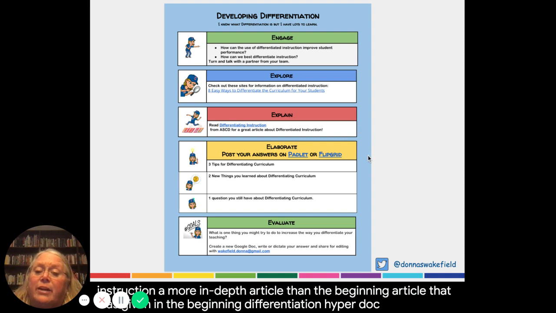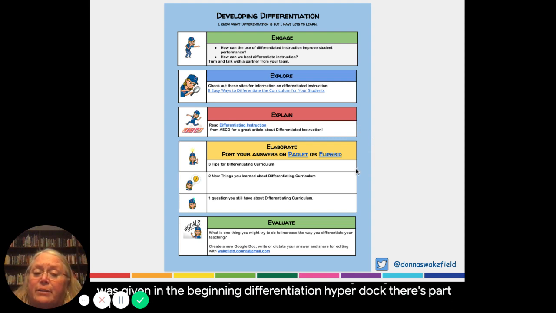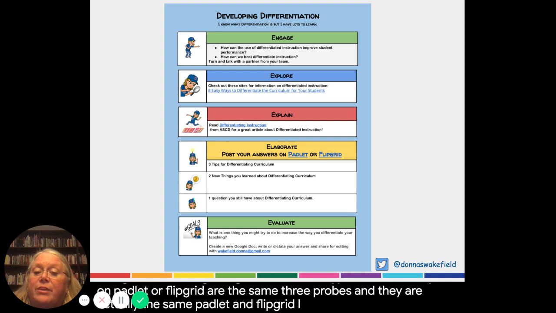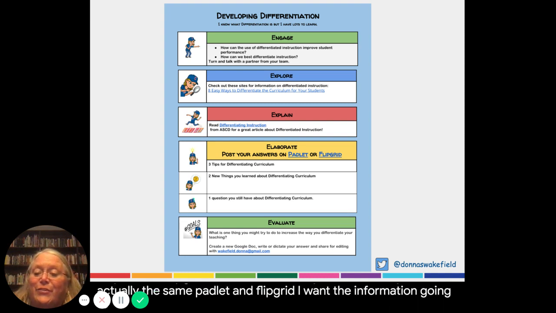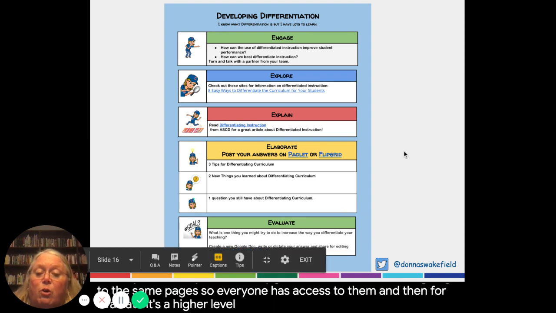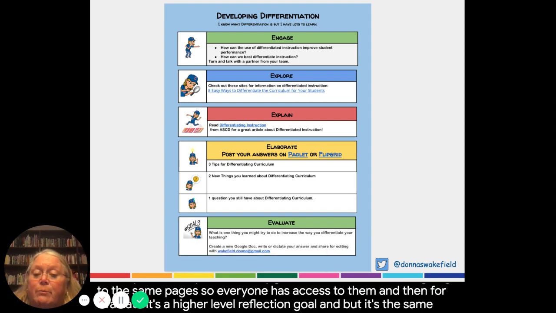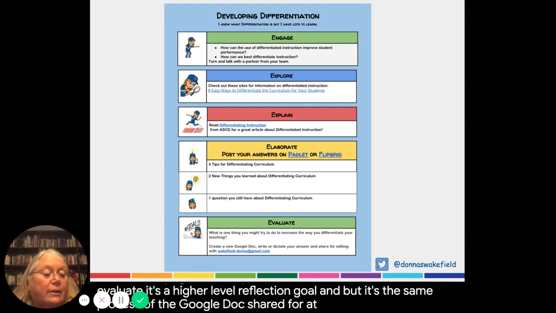Notice the elaborate, the post your answers part on Padlet or Flipgrid, are the same 3 probes, and they are actually the same Padlet and Flipgrid. I want the information going to the same pages so everyone has access to them. And then for evaluate, it's a higher level reflection goal, but it's the same process of the Google Doc shared for editing.